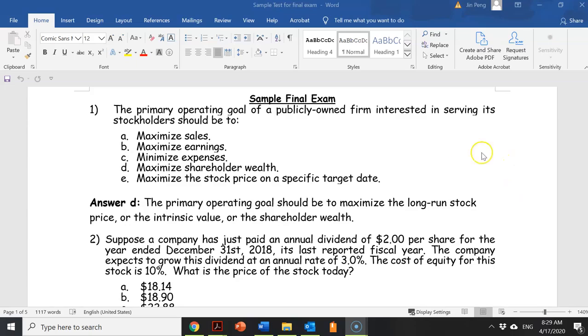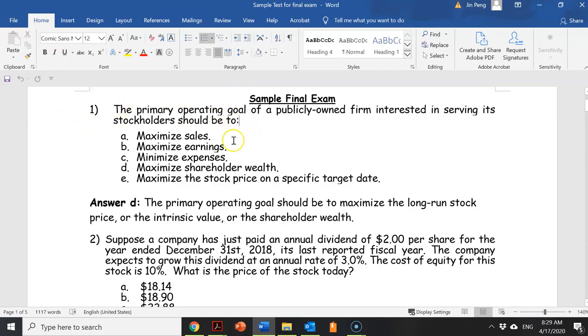You test yourself by using all these 15 questions and look at the answers afterwards. Okay, so let's look at the first question here.